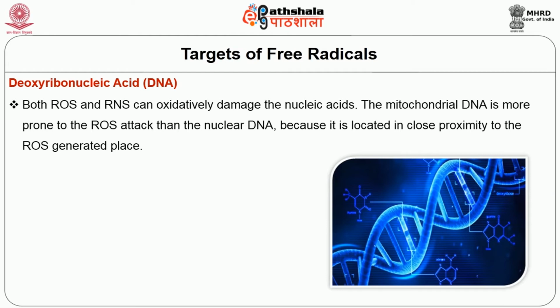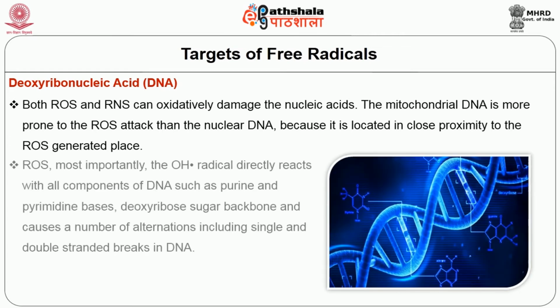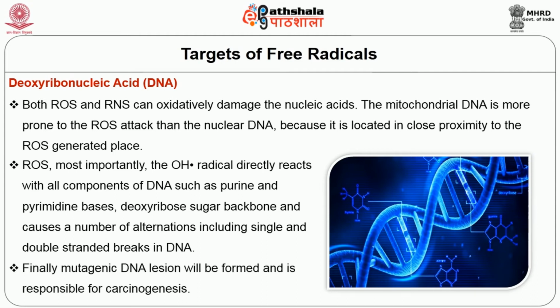Both reactive oxygen species and reactive nitrogen species can oxidatively damage nucleic acid. The mitochondrial DNA is more prone to reactive oxygen species attack than the nuclear DNA because it is located in close proximity to where the reactive oxygen species are generated. Reactive oxygen species, most importantly the hydroxyl radical, directly react with all components of DNA such as purine and pyrimidine bases and the deoxyribose sugar backbone, and cause a number of alterations including single and double stranded breaks in the DNA. Finally, mutagenic DNA lesions will be formed and are responsible for carcinogenesis.